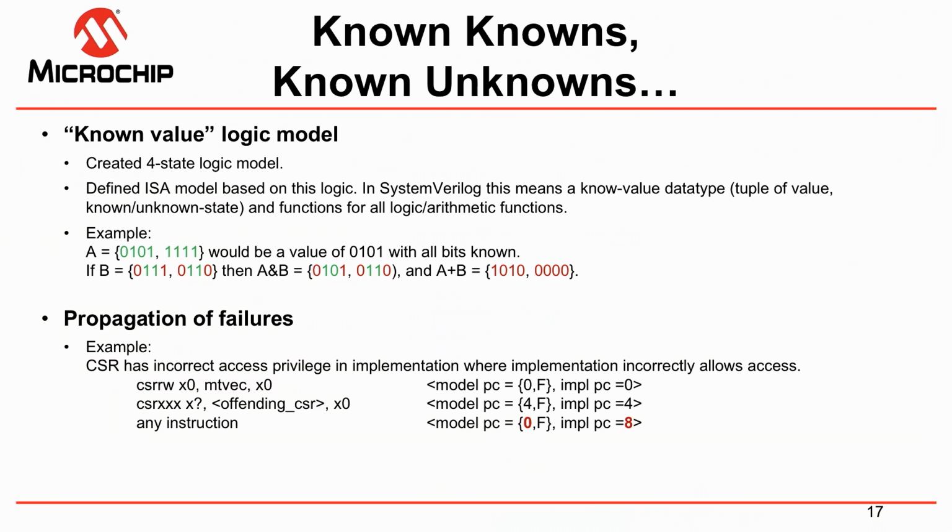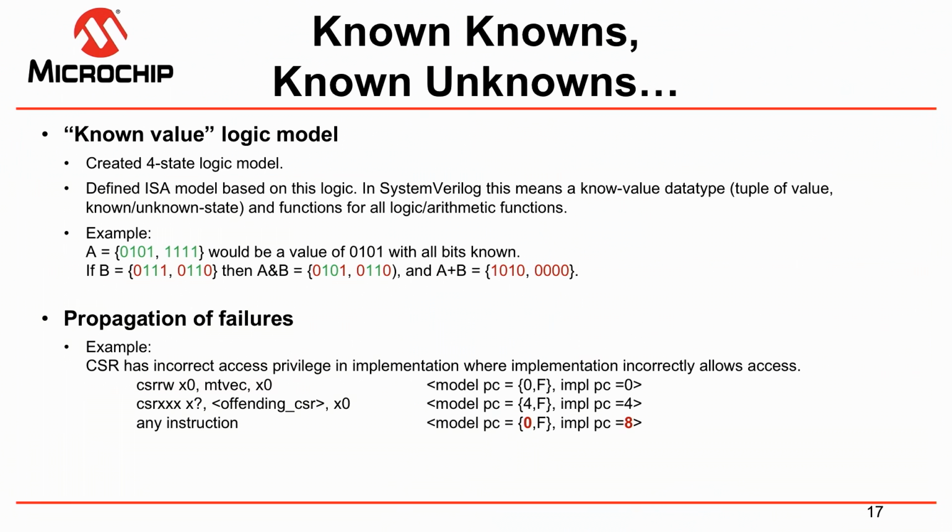And here's an example to show how this actually works. Imagine we have a CSR that's implemented, and we did actually have this case, it was a real one, but it doesn't have the right access privilege. So how does our formal tool detect that and propagate that to the program counter? It's actually the second instruction which is important here. We try to do this CSR operation to the offending CSR, and if the implementation incorrectly allows us to access that, it happily carries on with its sequential execution. Its program counter increments to the next instruction, whereas in fact it should be jumping to the exception vector.